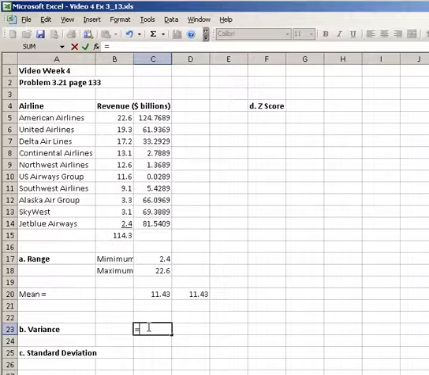Okay, so the variance then is equal to what? Well, if we look at page, where is it in the book here? I wanted to point this out to you in the book.